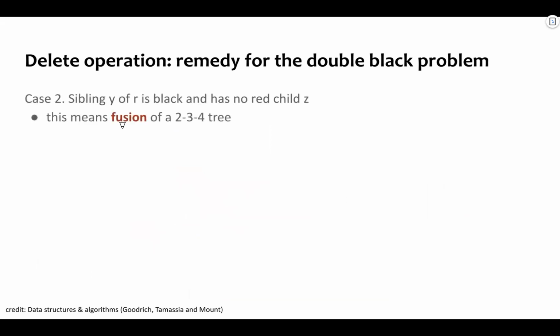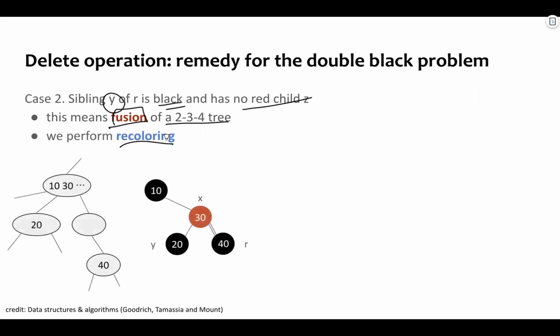And the second case is when sibling Y is black and has no red child. This corresponds to fusion of a 2, 3, 4 tree. We just need to perform recoloring. That's all we need to do. So this is the case. In this case, we are going to perform fusion, and this 40 is double black.